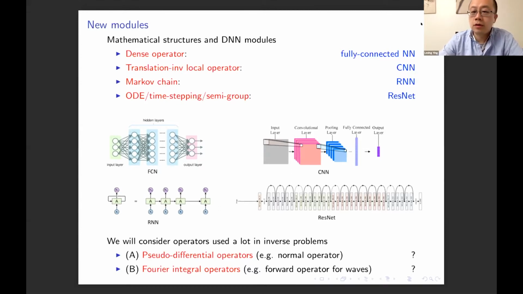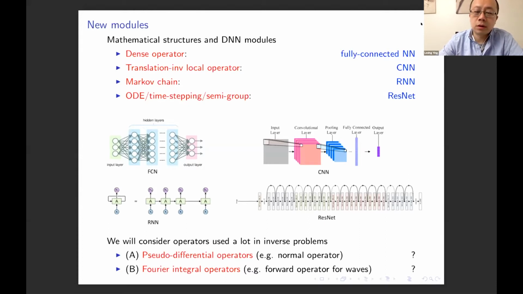For example, if you take a look at the fully connected neural network, the linear version of that is just a dense linear operator you apply multiple times. And you add a nonlinearity to make it more powerful to represent nonlinear operators. And when we're working with image and vision applications, CNN is very powerful.